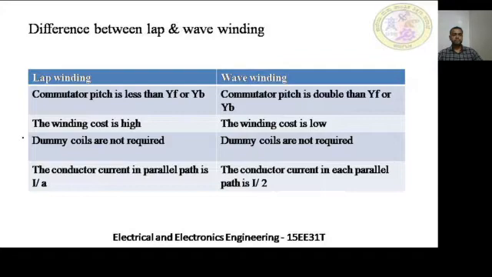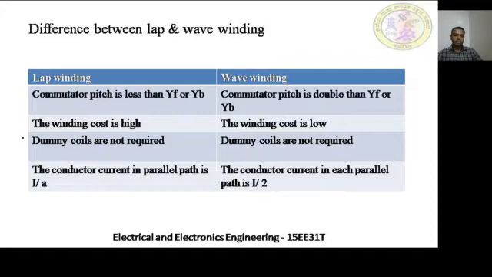The next one, the winding cost. In case of wave winding, the cost of winding is high. In case of lap winding, the cost is low. In lap winding, dummy coils are not required. But in case of wave winding, dummy coils are required.